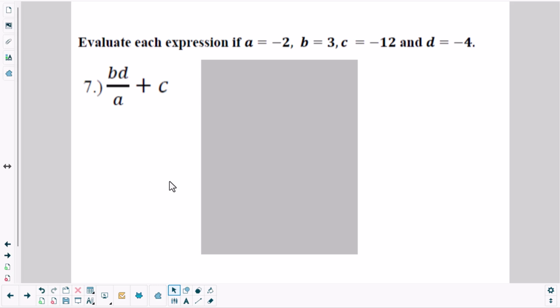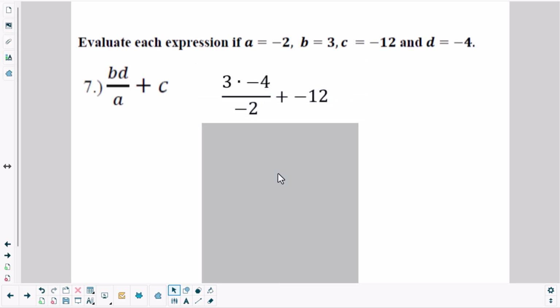Now, the next set of questions will evaluate the expression by replacing the variables with the numbers that they're equal to, and I included that up above here. So for BD over A plus C, once I replace the numbers, BD is B times D, so 3 times negative 4 on the top, over A, which is negative 2, plus C, which is negative 12.